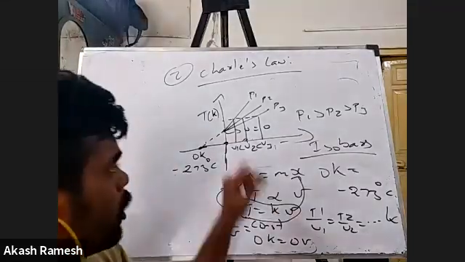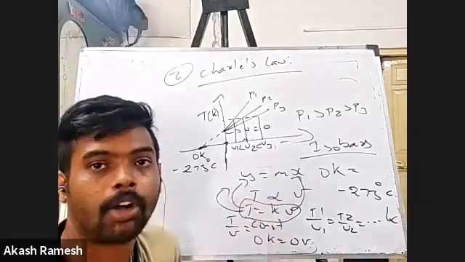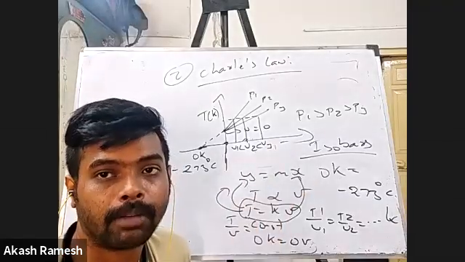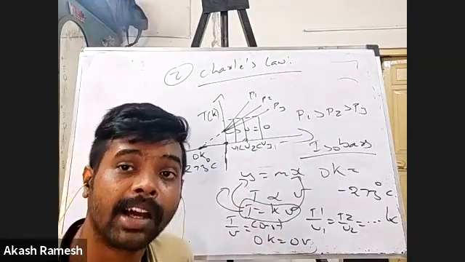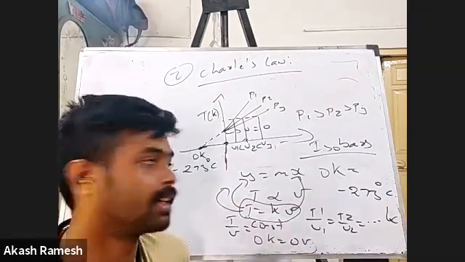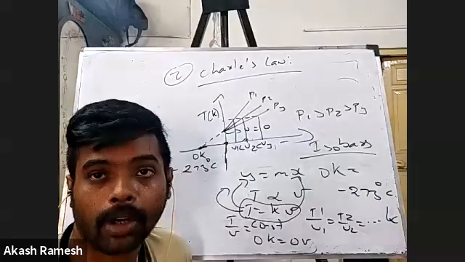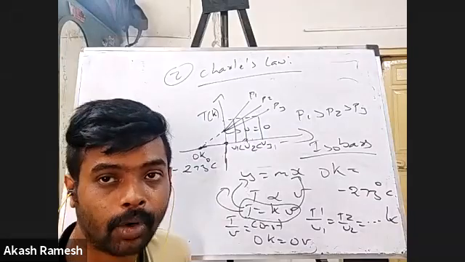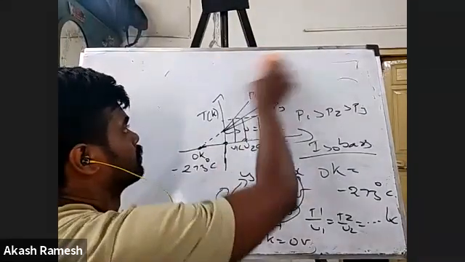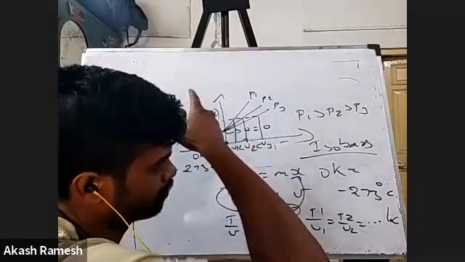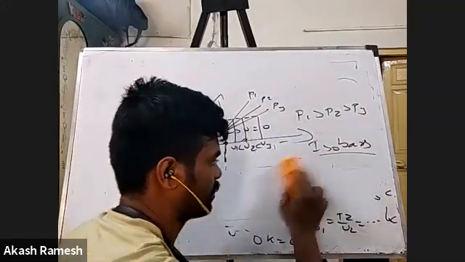Now even if you had made volume constant and checked, I would have got the same: P1 greater than P2 greater than P3. Because I know pressure and temperature are directly proportional. That is the next law that we'll see. Okay, right? So that's about Charles' law. Now we'll move on. Right, so hope I can solve this.